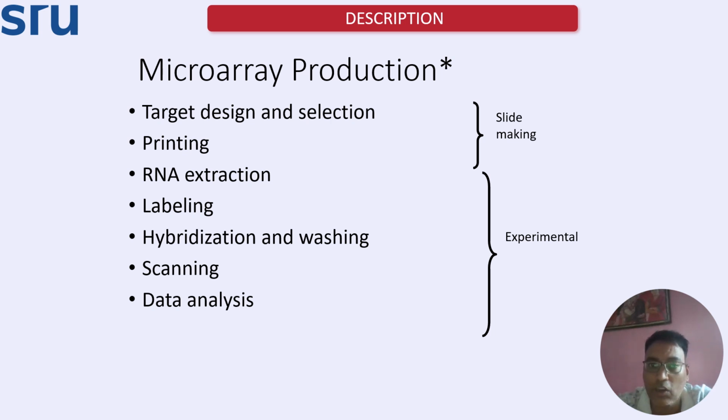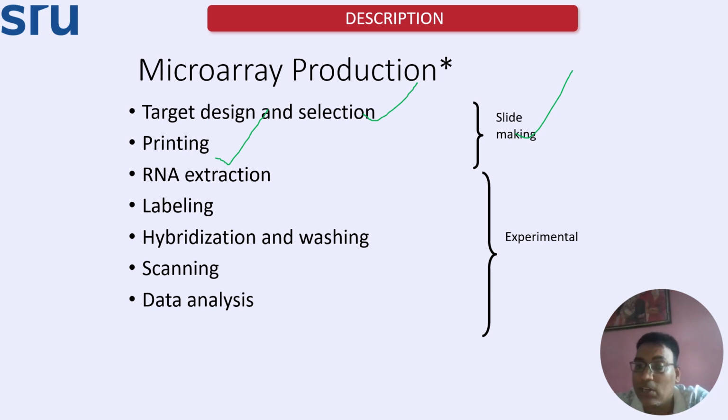Understand that the microarray production part is here. See, the target design, selection, and printing. This is the slide making part. Once I'm able to confirm that I'll be checking the expression level for a certain gene, I'll be fixing the most important conserved part for that gene, and then printing it onto the microarray. So that is the slide preparation part. The experimental part involves the RNA extraction, which we'll be using as samples.